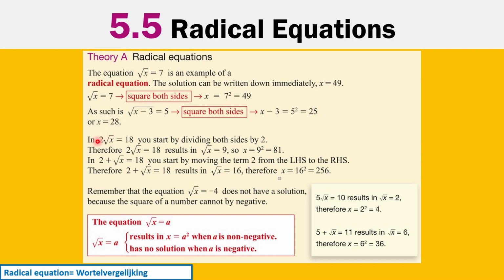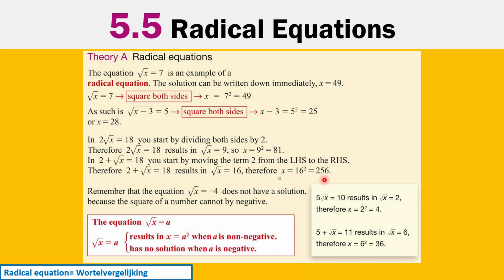If you have something in front of the roots, first divide by that number. 2 root x equals 18. First divide left and right by 2, and you find root x equals 9. Square both sides gives me x equals 81. If you have 2 plus root x, get that 2 out of here. Do minus 2 on both sides, and you get root x equals 16. Square both sides, and you find x is 256.